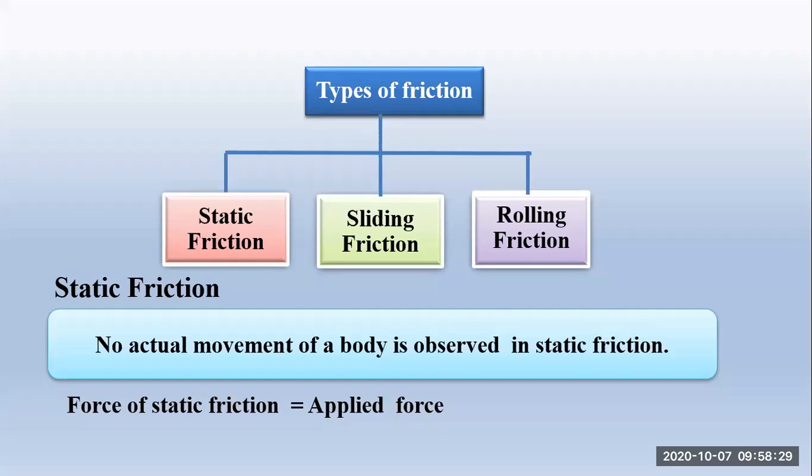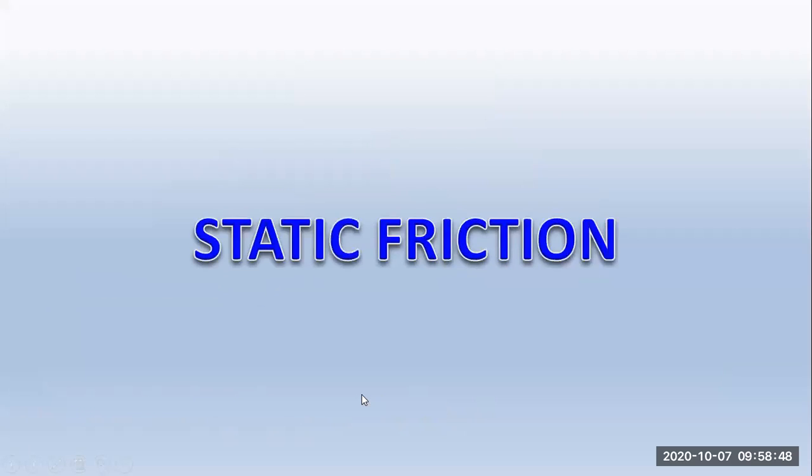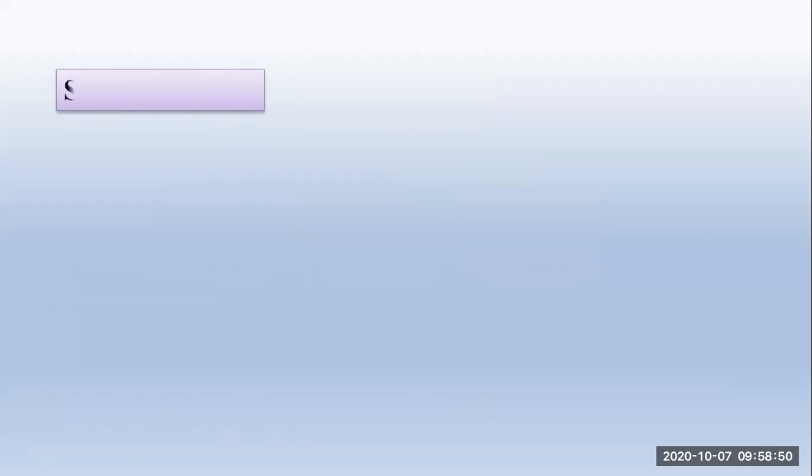The net force must be balanced. It is a self-adjusting force. The static friction is a self-adjusting force. Whatever force you are applying, the same force is applied by static friction to oppose that applied force. So these two are equal in magnitude. You can see the force of static friction is equal to applied force. Next we will discuss this static friction in detail.